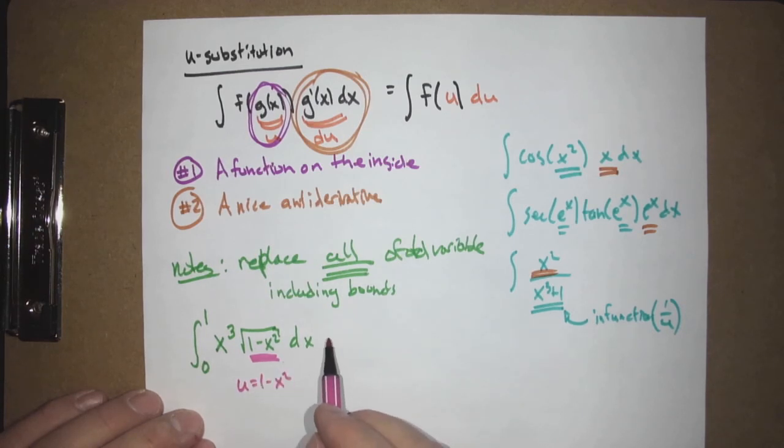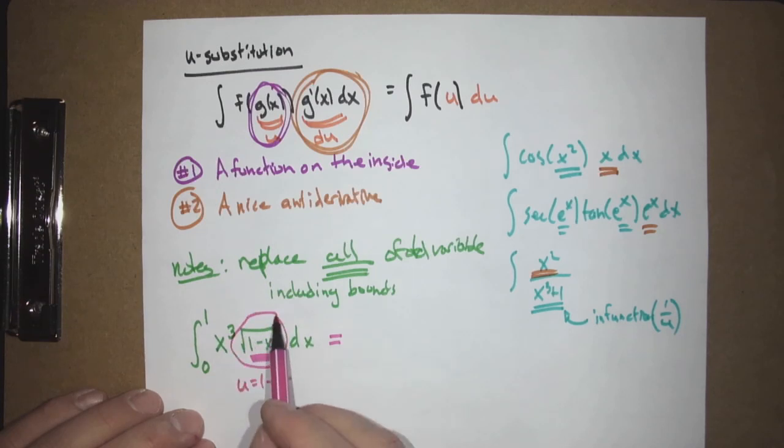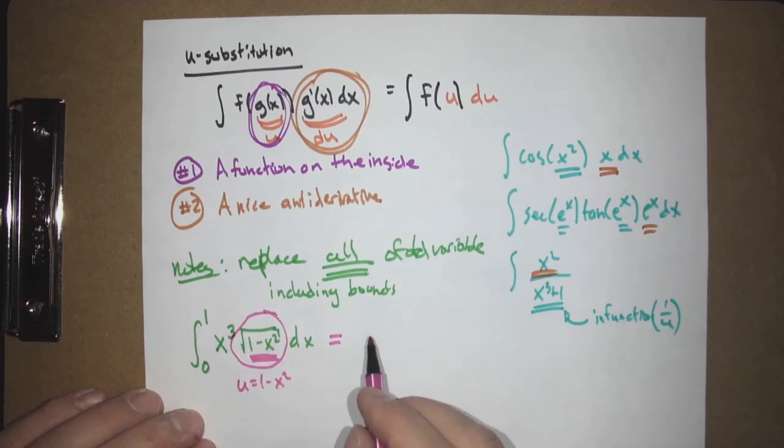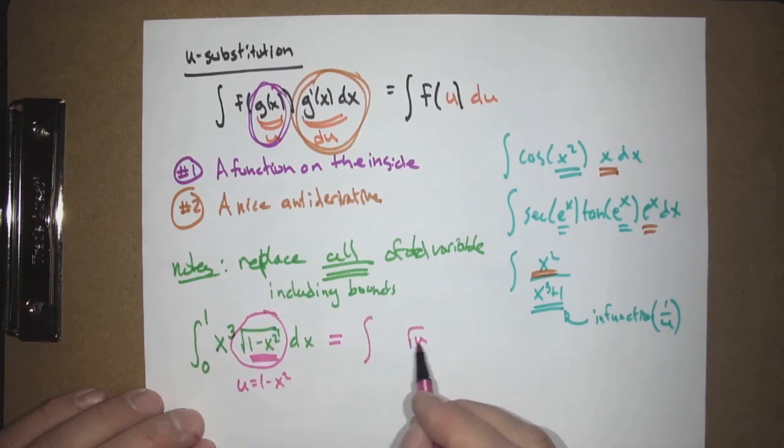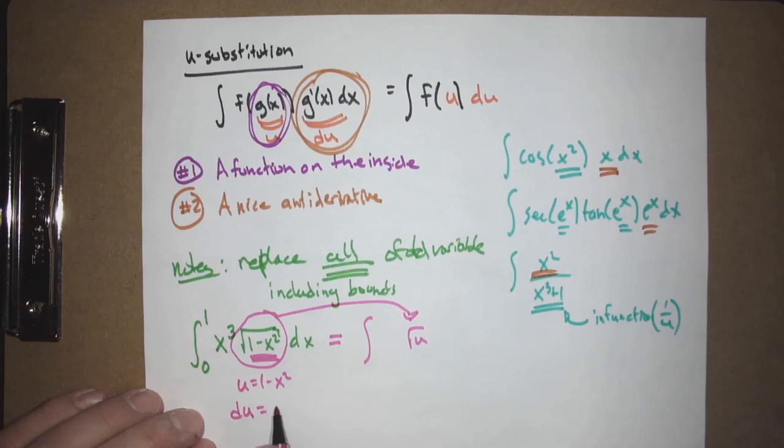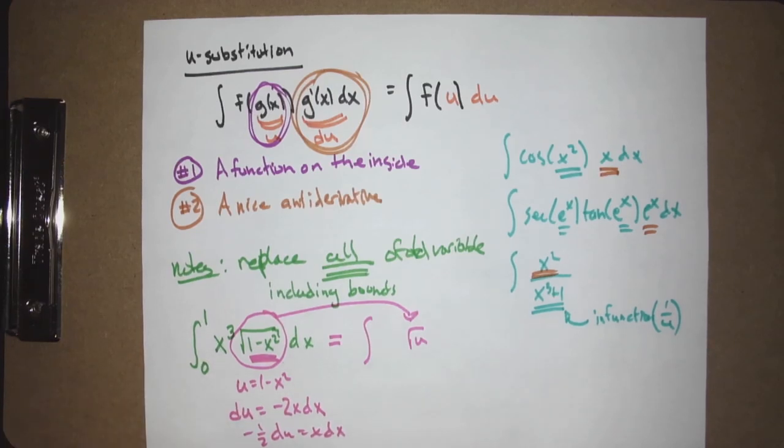So now the ball is moving. Let's talk about various things. What happens to this? Square root of u. Now, we have to talk about the derivative. du is minus 2x dx. Well, okay, the negative 2, don't worry about that, because you can write this as minus a half du is x dx. So constants are easy to move around.